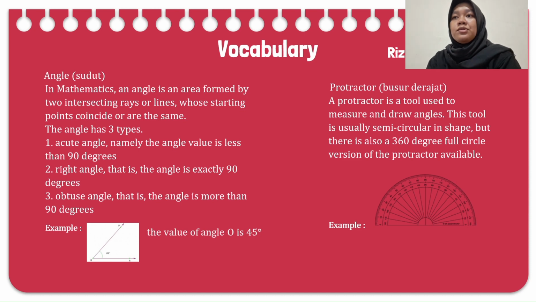This tool is usually semicircular in shape, but there is also a 360-degree full circle version of the protractor available. Okay, this is the example of protractor. This is a semicircular.